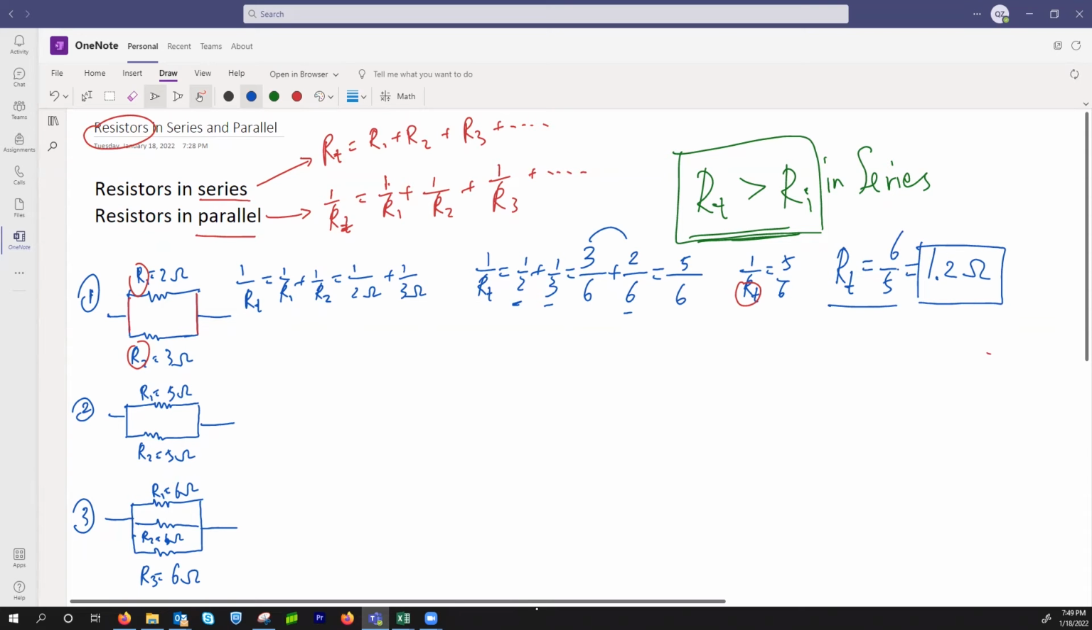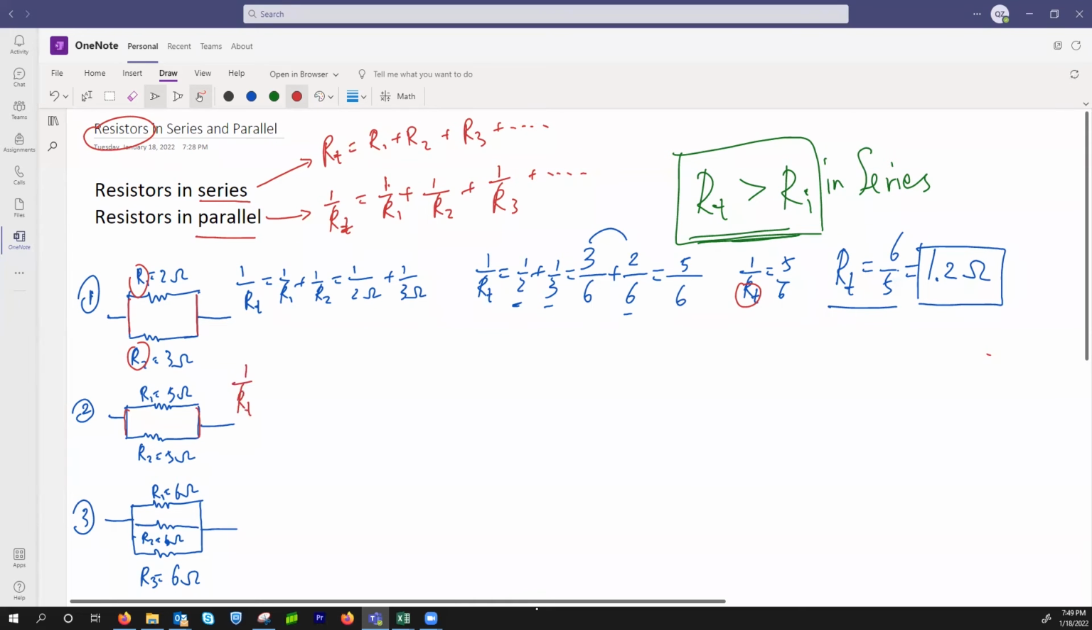Second example, we have two resistors. They are connected in parallel with each other. So head by head connected, end by end connected. And both of them equal to 5 ohm. In this case, again, let's copy the equation first. 1 over R total is equal to, now let's plug the numbers in. R1 equal to 5 ohm, R2 also equal to 5 ohm.